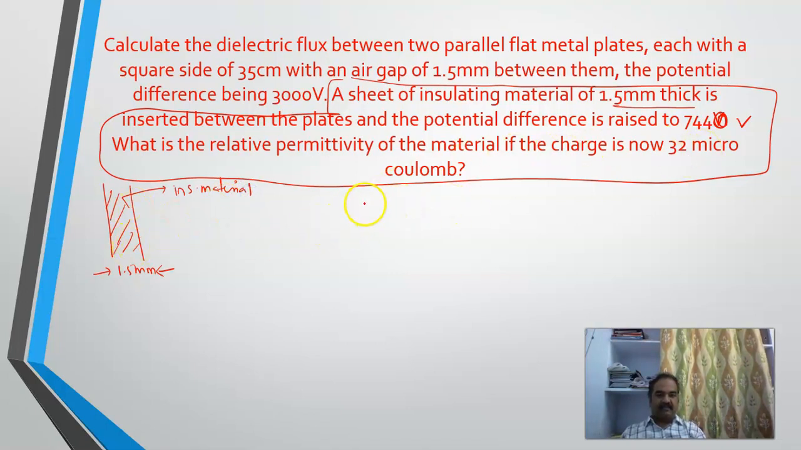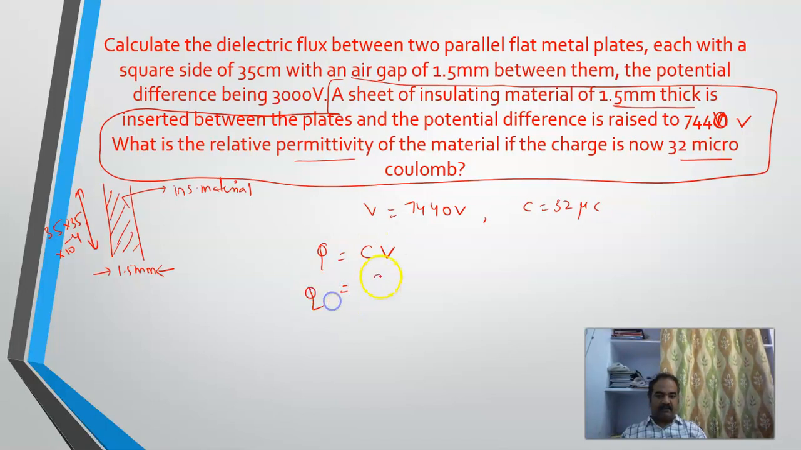So what he is saying, V is equal to 7440, and the charge is now Q is equal to 32 microcoulombs. Separation we already know, area of cross section also we know, it was 35 into 35 into 10 to the power of minus 4. So what he wants? Permittivity of the material. So we will employ the same formula, Q is equal to CV, okay, where C is epsilon naught epsilon R A by D into V.